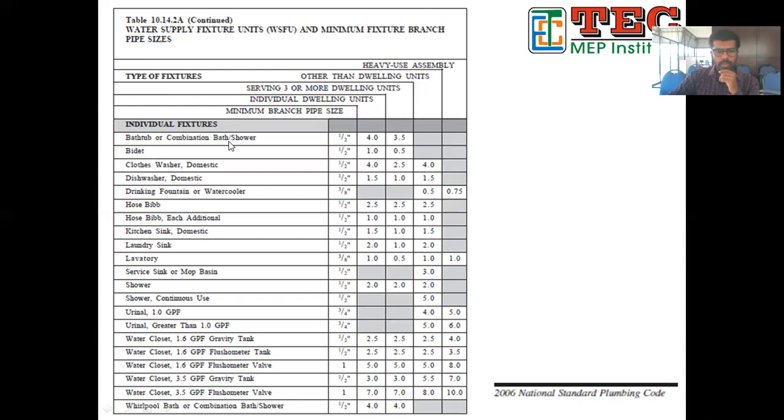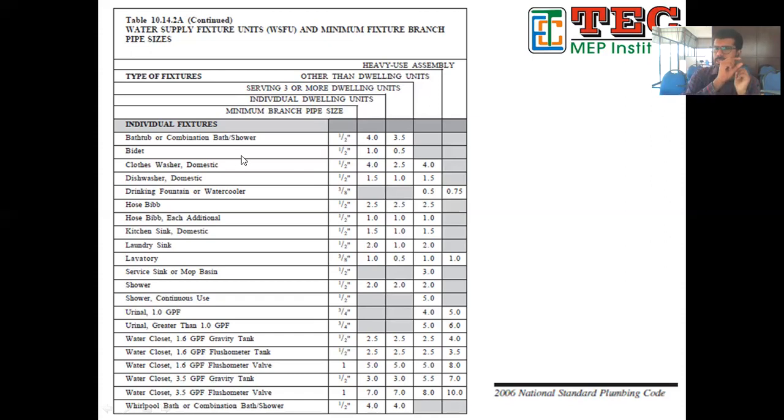Bathtub or combination of bath and shower, bidet, clothes washers, dishwashers, drinking fountain, hose bib, kitchen sink, lavatory, laundry sink, water closet, urinal, shower, whirlpool bath. All these fixtures are given, and you can see the minimum branch pipe size. So whatever your fixture, there is a minimum pipe size.